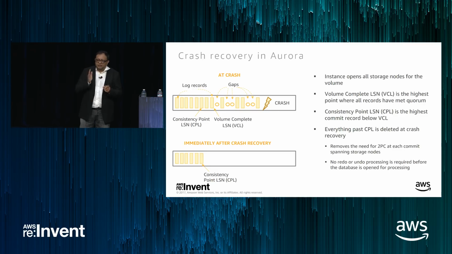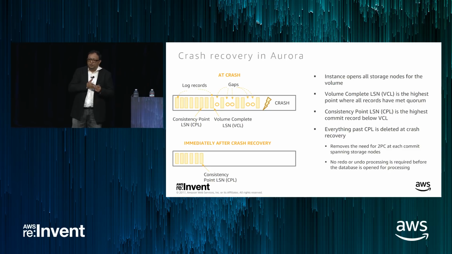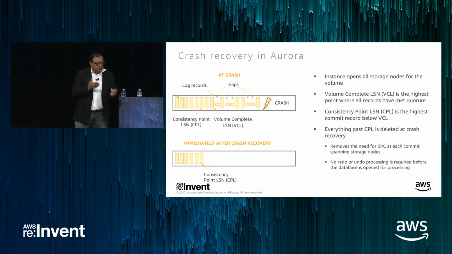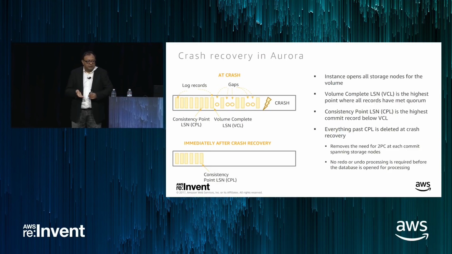And so you're not actually interested in that point. You're interested in the last commit before that point, because anything that's not committed is gone, right? And so that's the consistency point LSN. So the last commit record before the volume complete LSN. Basically what we do after a crash recovery is we bring everything up, compute these two numbers, and trim those off from the log, and then we can start the database. And that's it. So it's basically some reads towards the tail of the log, opening all the volumes, et cetera. So that's a summary of basic Aurora.